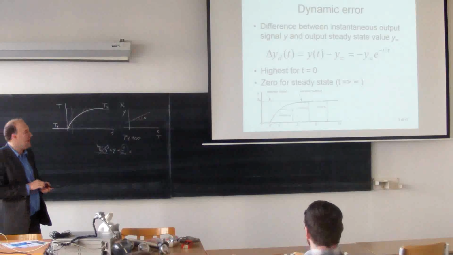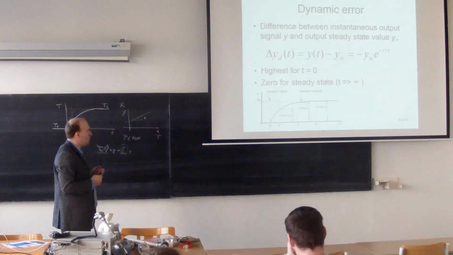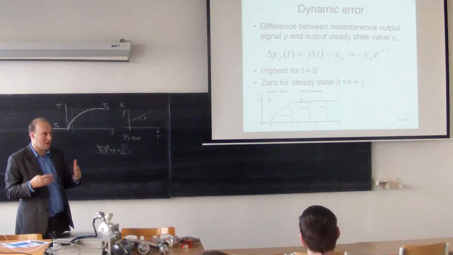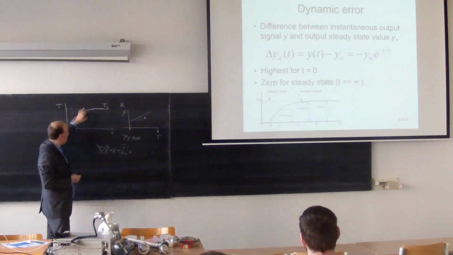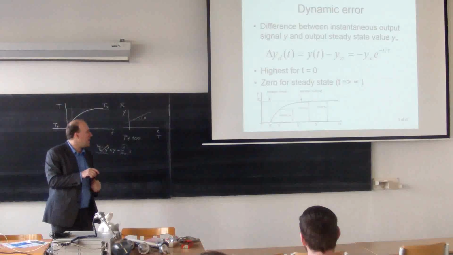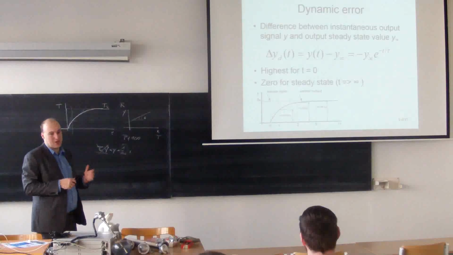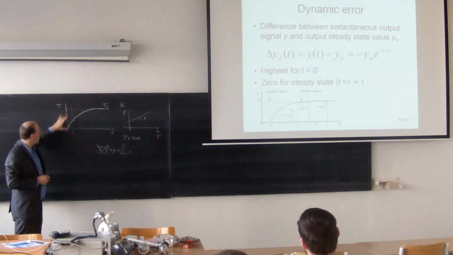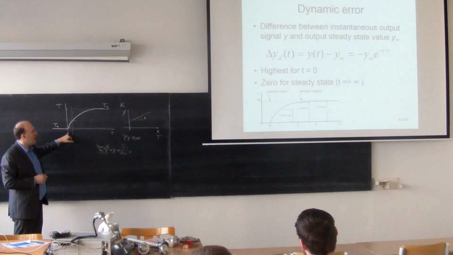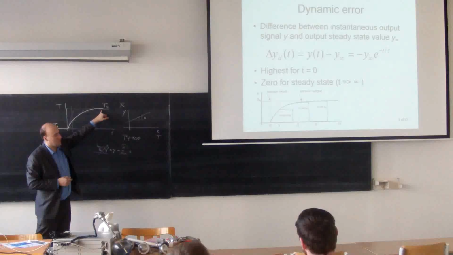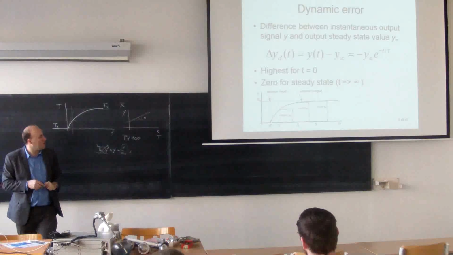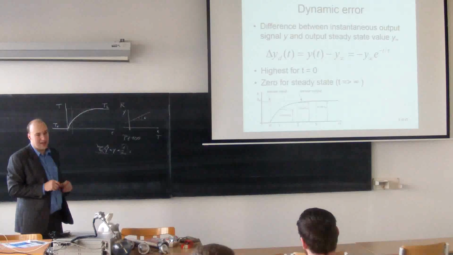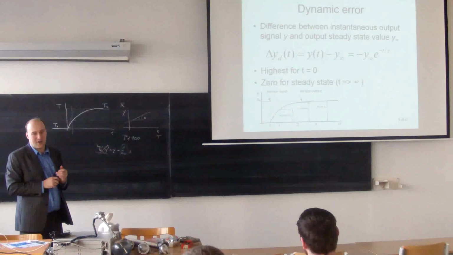You can substitute that in the solution of the differential equation, and you can say, okay, the dynamic error is getting smaller and smaller, and you will see that the dynamic error is also an exponential function. So the dynamic error is the highest for time 0 and is the smallest for steady state. If you look at this equation, for which time t is the value of dynamic error 0?